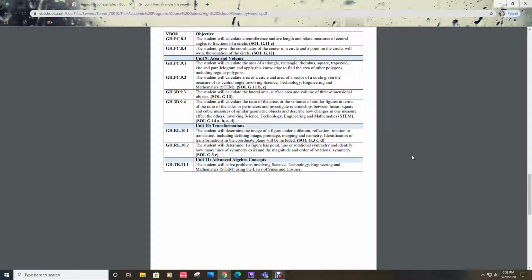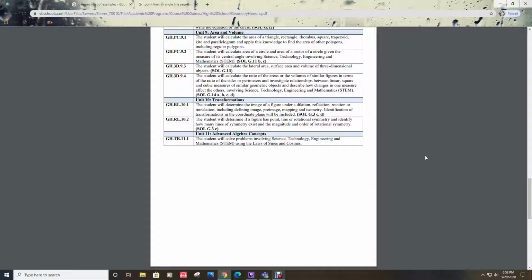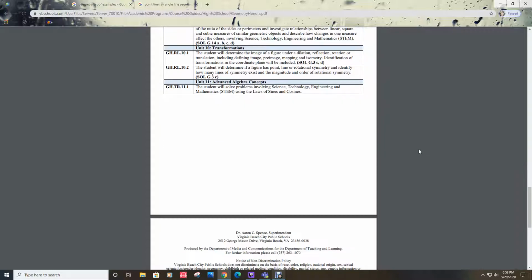And then Unit 10, transformations. Now, for me, that is definitely something challenging, because a lot of times that's on a graph. They will graph a shape, and then you have to figure out, is it a reflection? Did they rotate it? Did they translate it? Did they rotate it on the line of symmetry? Most of the time it's on a graph, so we've got to be able to define all those things, and we'll break it down together.